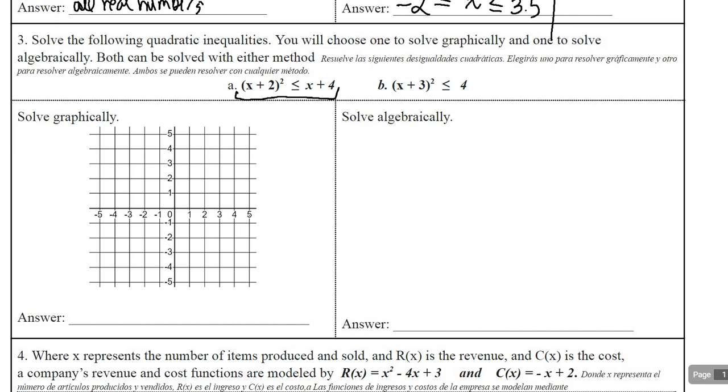I will graph my parabola part first, and I'll do it in green. So this is a parabola centered at -2, 0, with a step pattern of 1. So I go over 1, up 1, over 1, up 3, over 1, up, I don't know, 5. It's up there somewhere. And then I connect with a smooth curve, as smooth as I can.